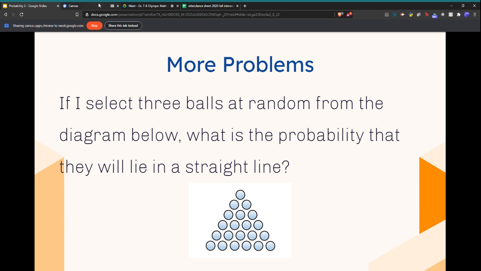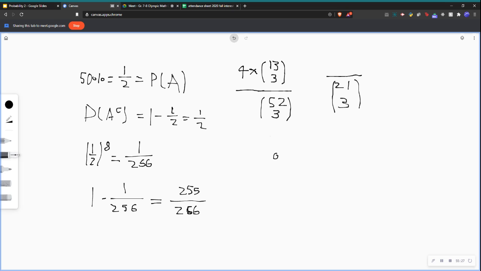So let's go back to our diagram, or let's draw out a diagram. Let's use dots. All right, so 1, 2, 1, 2, 3, 1, 2, 3, 4, 1, 2, 3, 4, 5, 1, 2, 3, 4, 5, 6. There we go. When you look at this diagram, we can look at each row first. Each row in the diagram. Those are straight lines, right?